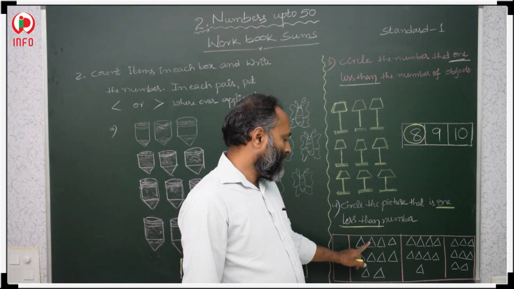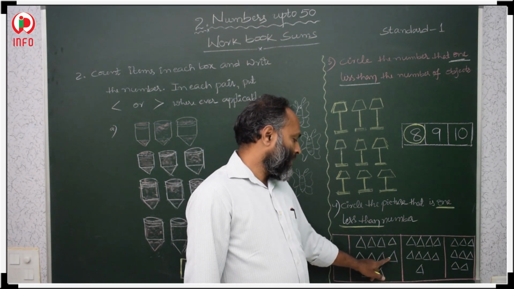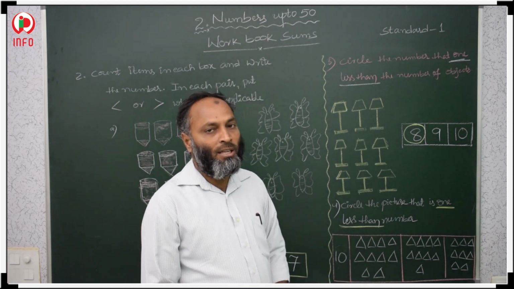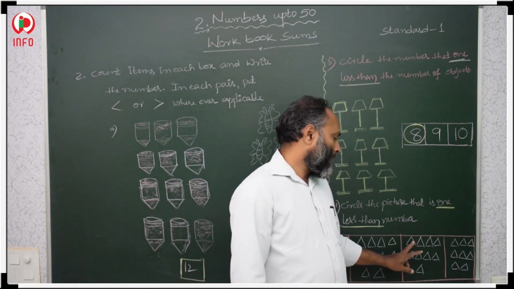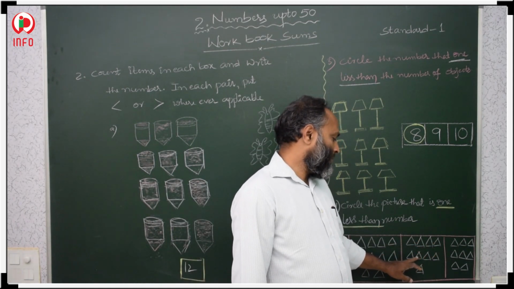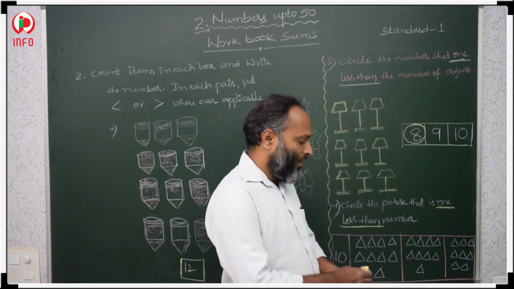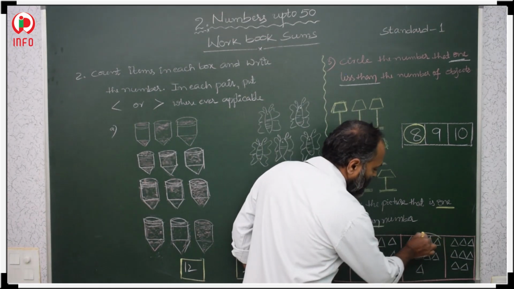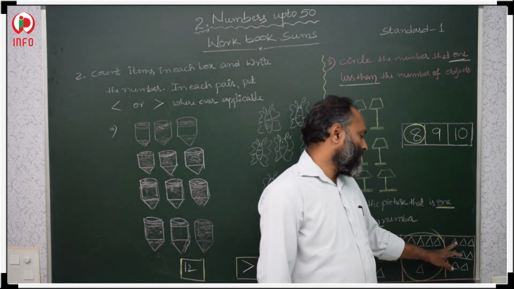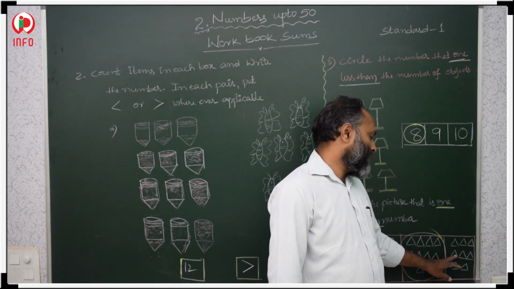Count it here. 1, 2, 3, 4, 5, 6, 7, 8, 9, 10. 10 triangles were there in total. No need to circle. Then next one: 1, 2, 3, 4, 5, 6, 7, 8, 9. Here we have 9 triangles, so we have to circle this second group. Here we have 8 triangles: 1, 2, 3, 4, 5, 6, 7, 8.